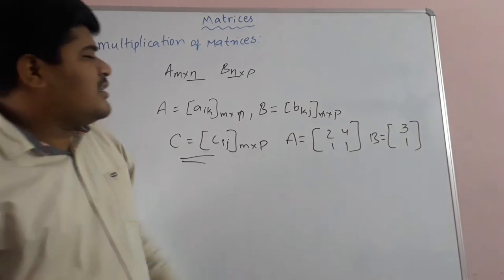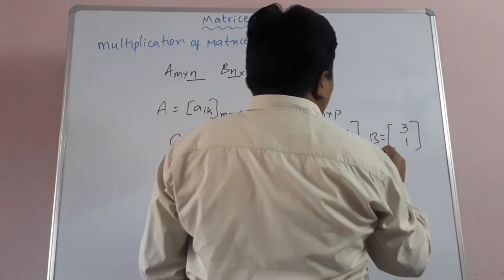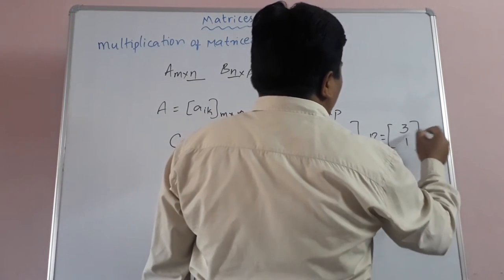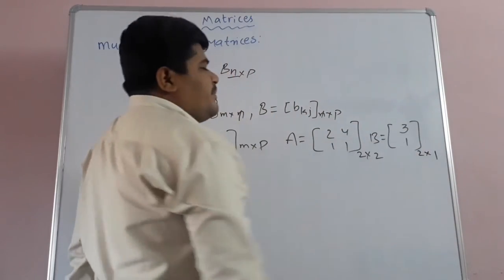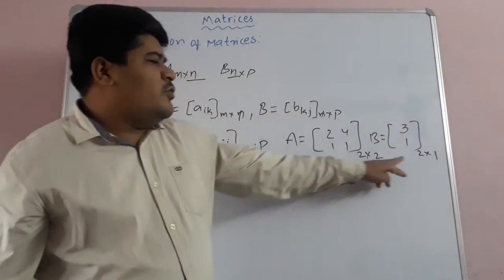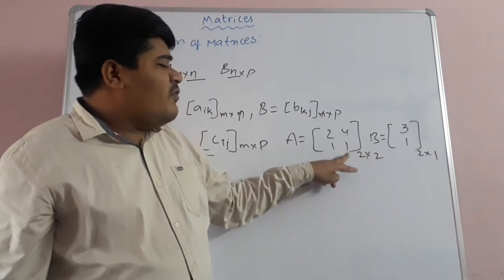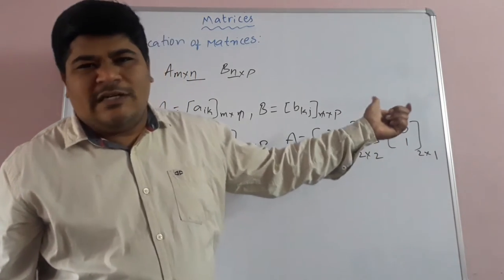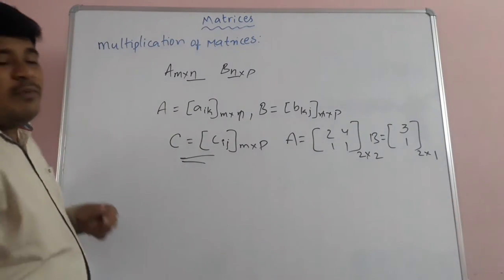So check the order, children. What is its order? It's a 2 by 2 matrix. And this one is a 2 by 1 matrix, children, because two rows, one column. So 2 by 2, 2 by 1. Number of columns 2, number of rows 2. So these two matrices are eligible for multiplication. Now let's see how to do the multiplication.